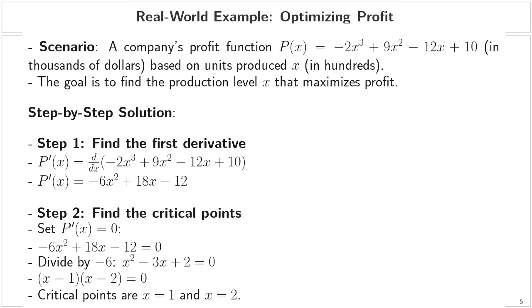Now, remember from our earlier slides that finding these critical points does not automatically tell us which one is a maximum or a minimum. They are simply candidates. In the next slide, we will use the first derivative test to analyze the signs around these points and determine which production level actually maximizes the profit.